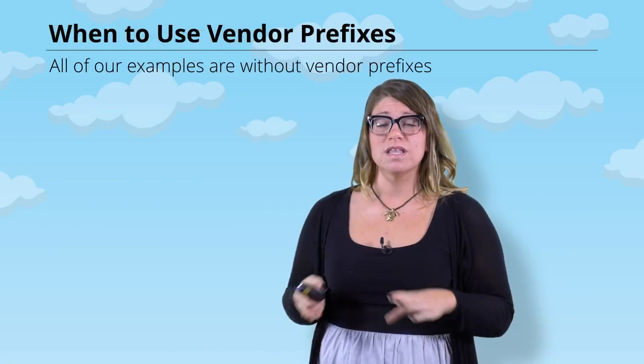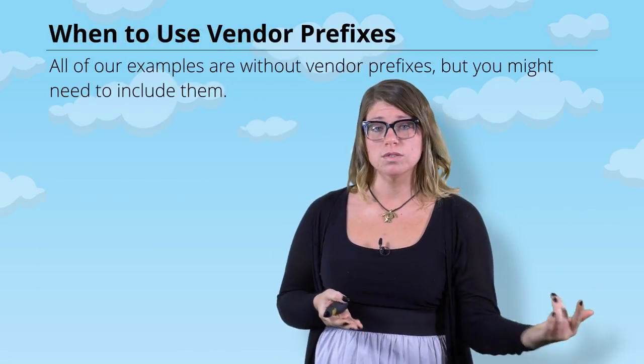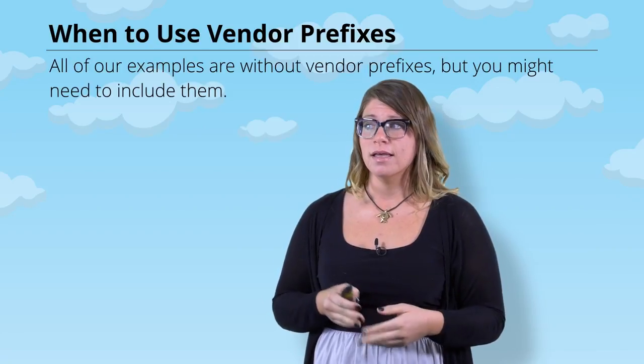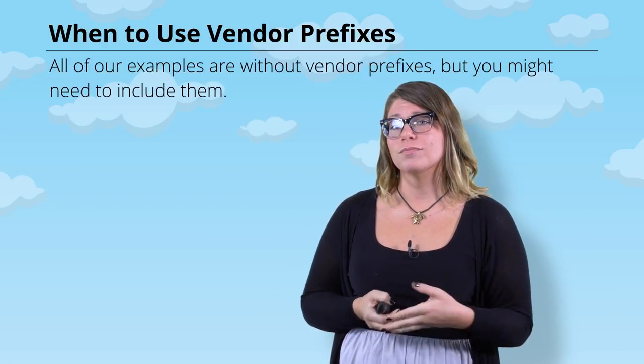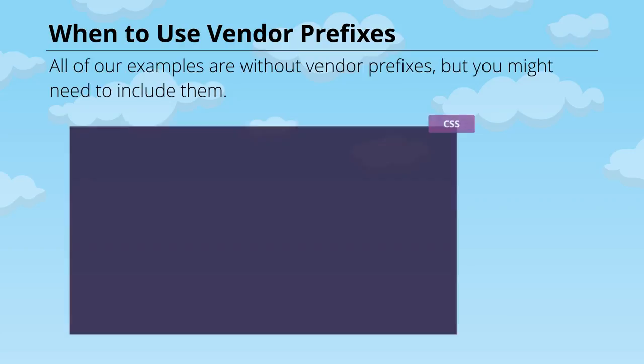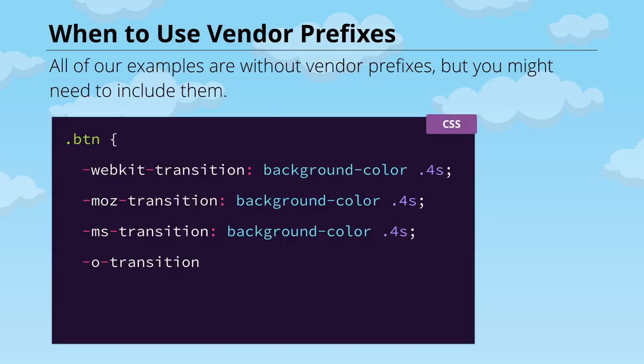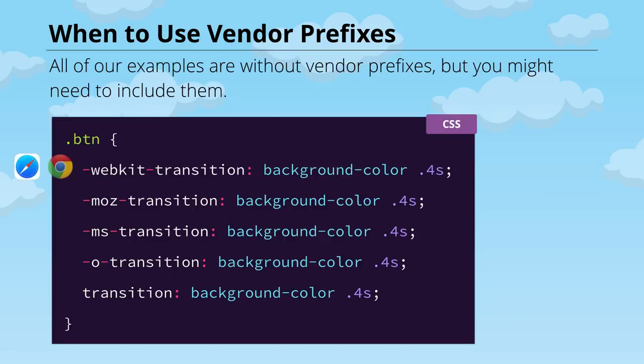All of our examples thus far, and for the rest of the course, will be without vendor prefixes. However, out in production, you might need to use them. Prefixes look like this: WebKit, Moz, MS. They're just these prefixy keywords that go before things like transition.